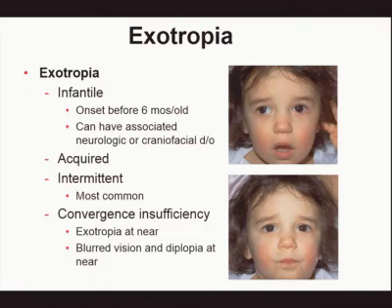Another common form of exotropia is convergence insufficiency, and this is when there's an exotropia turning out of the eyes when they're looking up close. These kids will often complain about blurred vision and double vision at near. Double vision in a child is never normal, so we always want to be seeing those patients. But there are actually eye exercises that you can do to treat convergence insufficiency.